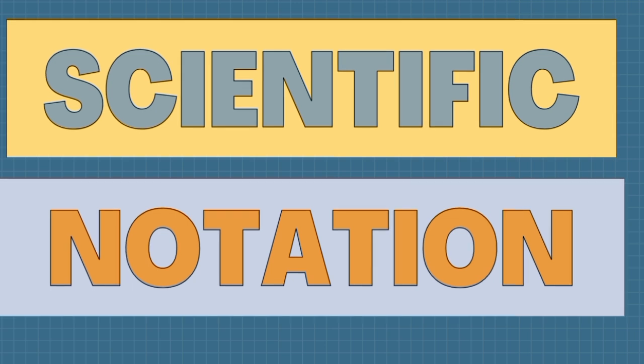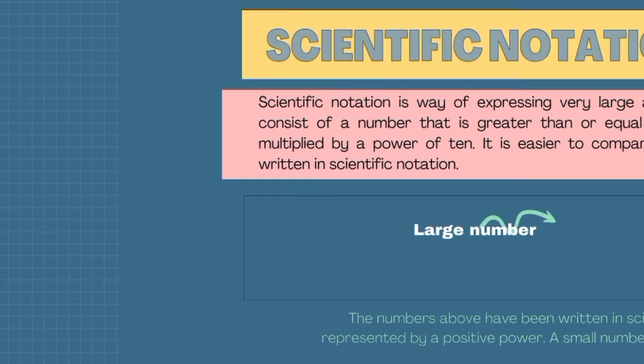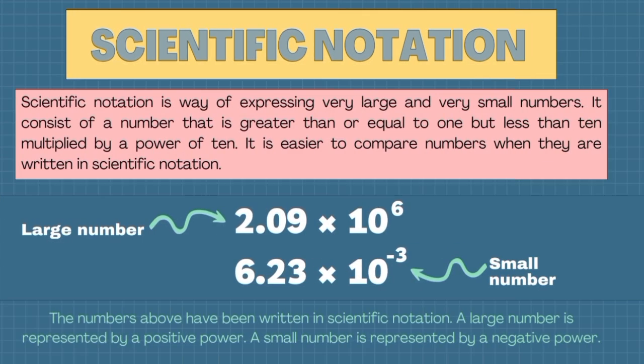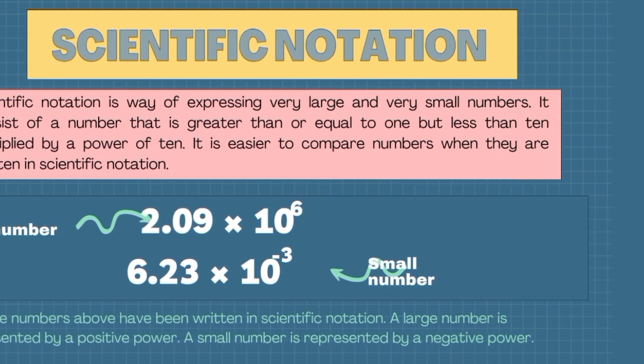Starting with scientific notation. Scientific notation is a way of expressing very large and very small numbers. It consists of a number that is greater than or equal to 1 but less than 10 multiplied by a power of 10. It is easier to compare numbers when they are written in scientific notation, which the numbers above have been written in. A large number is represented by a positive power. A small number is represented by a negative power.